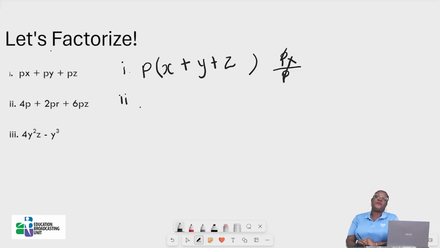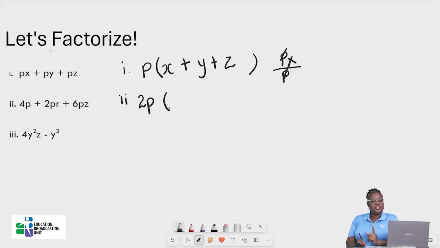We have the expression 4p plus 2pr plus 6pz. Here we have coefficients in our terms. Now, a coefficient helps us to know what's the number, but we also have variables that have commonality as well. So, what's the HCF of 4p, 2pr, and 6pz? Each of the terms has a p, and they have coefficients of 4, 2, and 6. What's the highest factor that can divide 2, 4, and 6? That would be 2. So our highest common factor would be 2p.